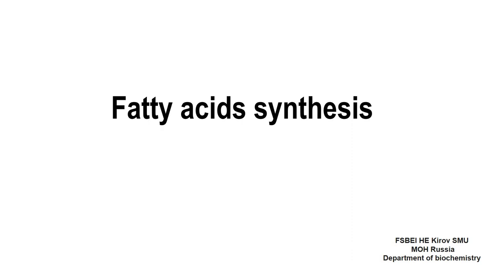Fatty acids are carboxylic acids that contain more than 10 carbon atoms. They have an unbranched carbon skeleton and one carboxylic group. According to the nature of the bonds between carbon atoms, fatty acids are divided into saturated and unsaturated.